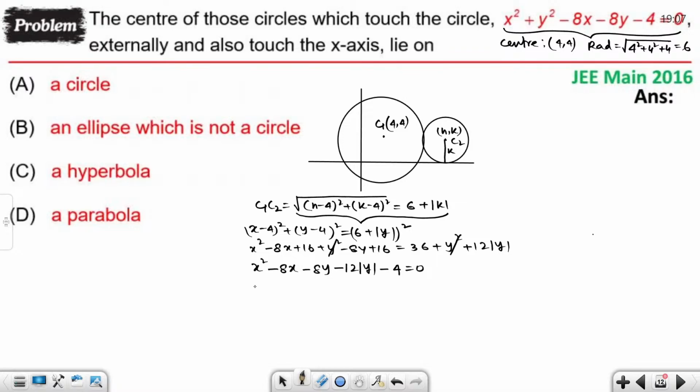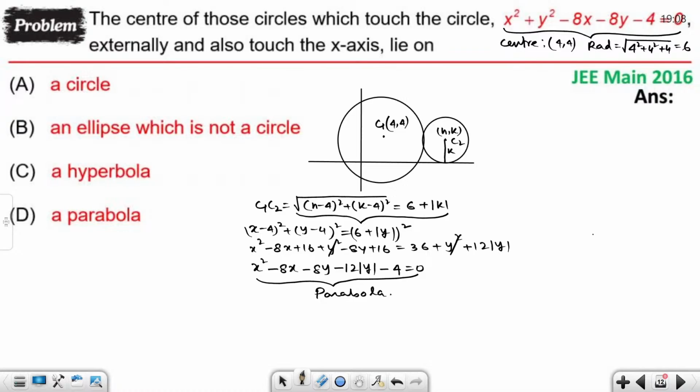So this is clearly the equation of a parabola. This is clearly an equation of the parabola, right? Thus we will say that the locus of the centers of such circles, which is touching the given circle externally and touching the x-axis, will lie on a parabola, right? Because we got the locus of this point is nothing but lying on a parabola.